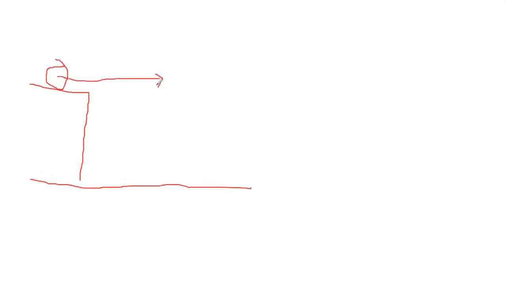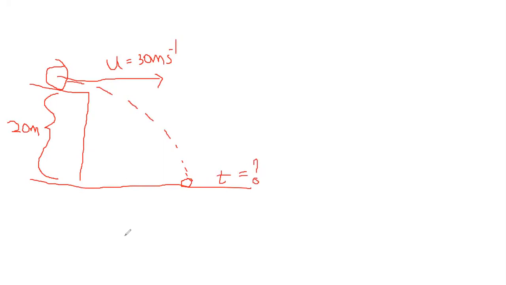Now we have another type of projectile movement. An object is launched horizontally from a certain height with a speed of, let's say, u as 30 meters per second, and the height it was launched from is, let's say, 20 meters. The question asks: when it comes down and reaches the ground, what is the time taken for it to reach the ground?